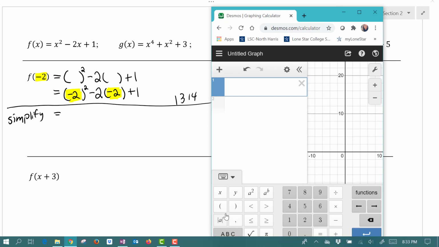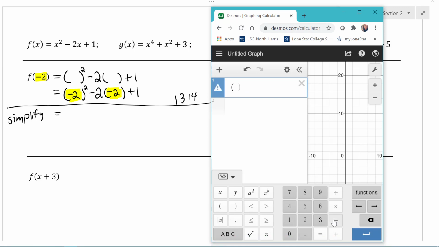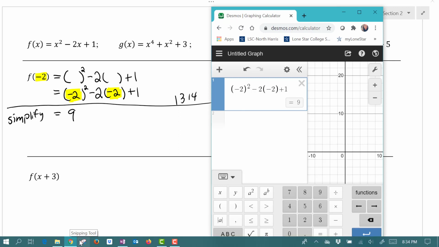So I have parentheses, and inside of the parentheses I have a negative 2. I'm going to come outside of the parentheses, and then I'm going to find the button that represents squaring. So a squared here. So there we go. And then I'm going to do minus 2, parentheses, negative 2. And I'm going to come outside of the parentheses, really important. That plus 1 is outside of the parentheses, so make sure you click outside and push plus 1. That gives me a positive 9. Okay, you're welcome to use Desmos when you can.